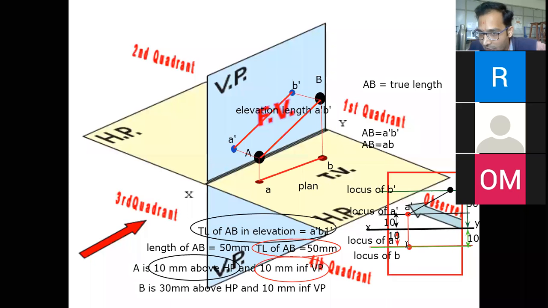How much distance should I drop on the locus of B? How much distance will I visualize on the locus of B? How will we finalize it?